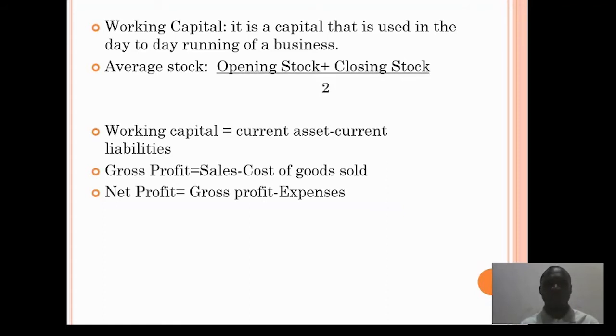In order to arrive at working capital, it's going to be the current assets minus the current liabilities. Then we have the average stock.